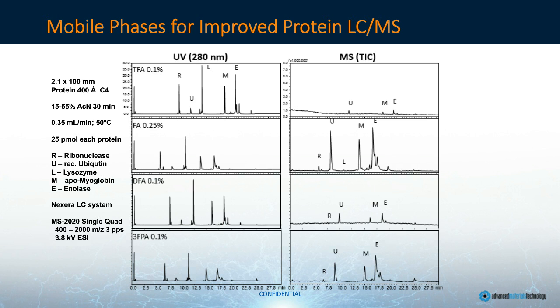On the left panel, you're looking at a UV trace in 0.1% TFA on the top, 0.25% formic acid, followed by 0.1% DFA, and 3FPA acid modifier at 0.1%. On the right, you can see in TFA you have suppressed the signal that you're getting in the mass spectrometer. You gain it back with formic. In 0.1% DFA, you do see an uptick in ion intensity. However, it is slightly more suppressive for these proteins than it was for the peptides.